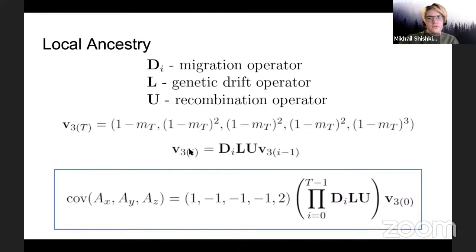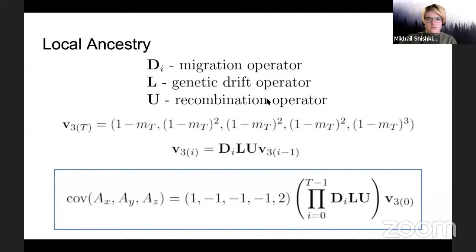And we can compute the vector for the next generation as the product of these linear operators and the vector from the previous generation. And this vector for the generation when the mixed population was founded consists of probabilities that 1, 2, or 3 chromosomes were not from the second source population. And M_T here is just the admixture proportion of the second source population in generation T when the admixed population was founded.